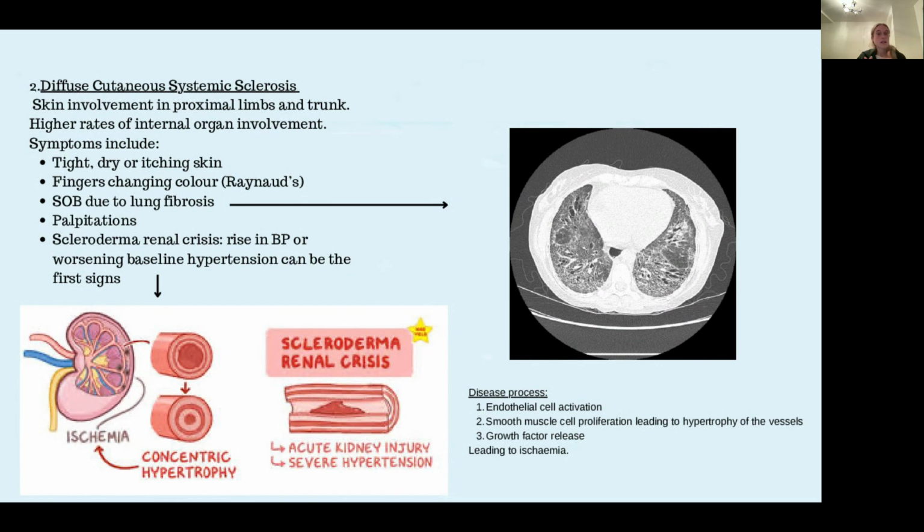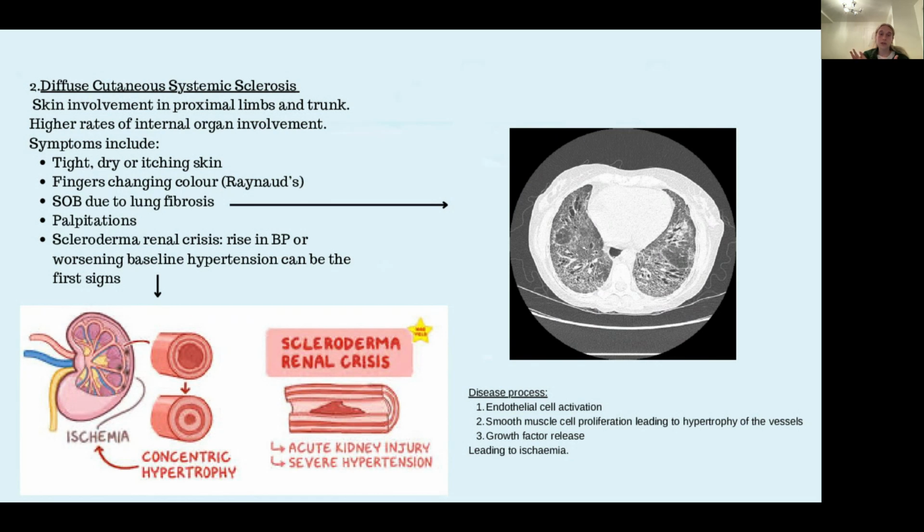You can get Raynaud's as well, like you can get in limited. Patients might present with shortness of breath, and this can be as a result of lung fibrosis. You might get palpitations due to cardiac involvement, and you can also develop a scleroderma renal crisis. So we can identify this in patients if they've got a sudden rise in their blood pressure, or if they've got baseline hypertension and it's just getting slightly worse. That can be some of the first signs that they're having a scleroderma renal crisis.